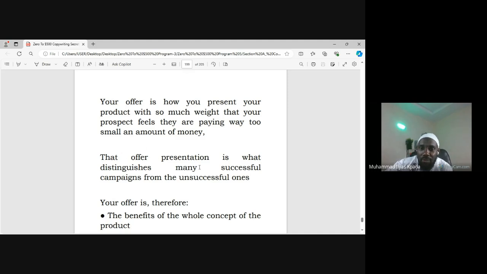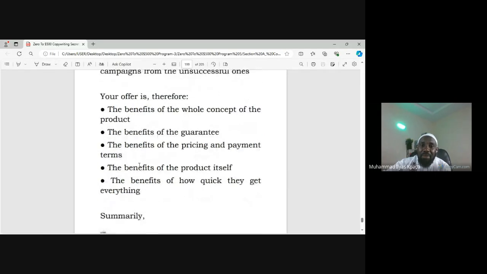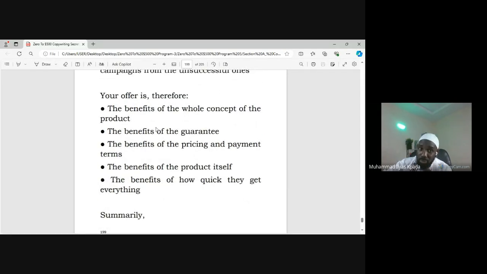So the offer presentation is what distinguishes many successful companies from unsuccessful ones. Your offer is therefore the benefit of the whole concept of the product, the benefit of the guarantee, the benefit of the pricing and the payment. You see the benefit of the pricing again, because in the pricing, if you are reading copy, you see they'll come with something.